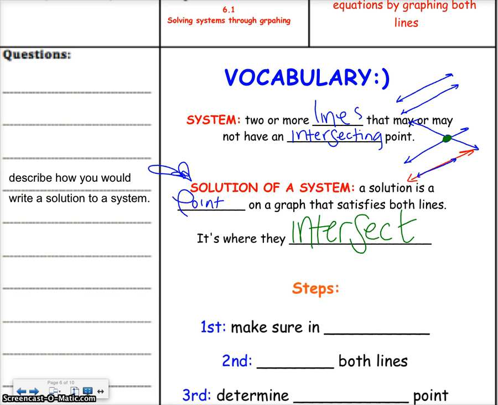System, more than one line. Solution, find the solution of a system. Where do they intersect? Notice this one. Where do they intersect? Nowhere. Never. So you would say something like this: no solution. You may or may not have one like that on your homework today. We get more into those special ones in an upcoming lesson.